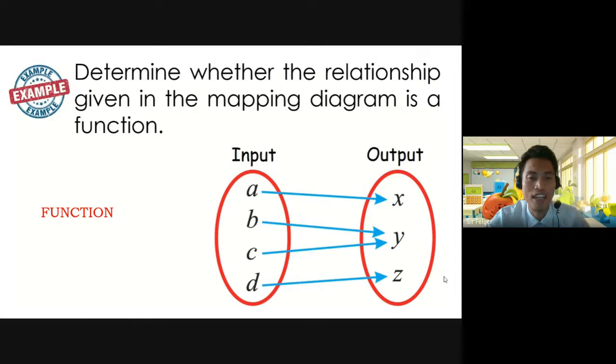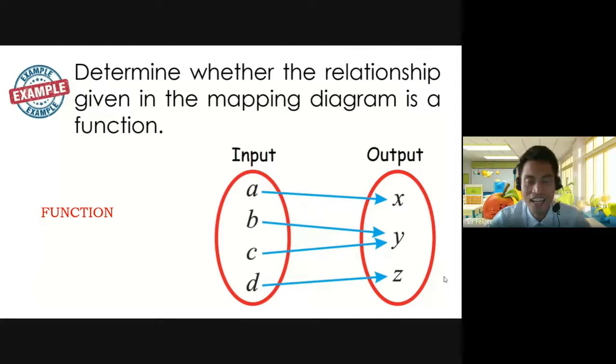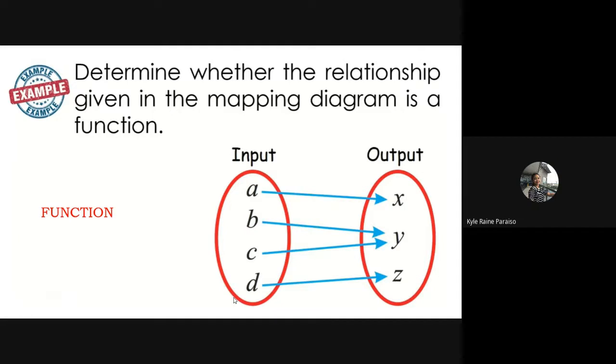The input or the domain is not repeated. Again, where the arrow goes, meaning this output here, you can see the cursor of the computer, right? This is the range, this is the domain. So, nothing should be repeated here. Understood? Yes po. Okay.